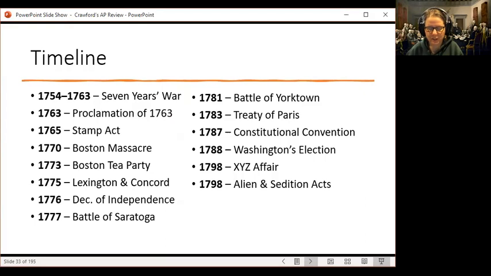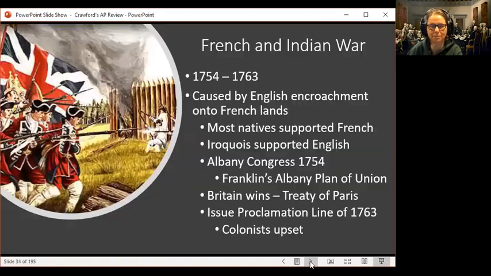So here we have our timeline. Nothing specific I want to point out for this one. These are events that you should readily know, things that we have covered in class. These are kind of the big ticket items for this period. So make sure when you go through this, you are aware of each of these events and the significance of each. Let's look specifically now at the French and Indian War.